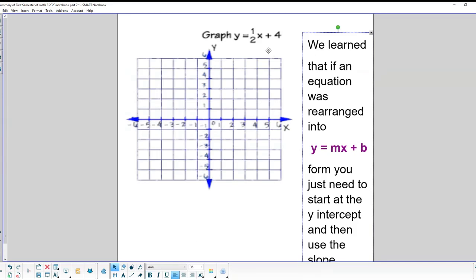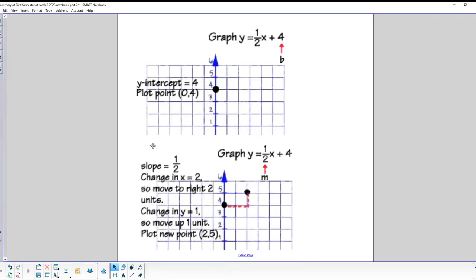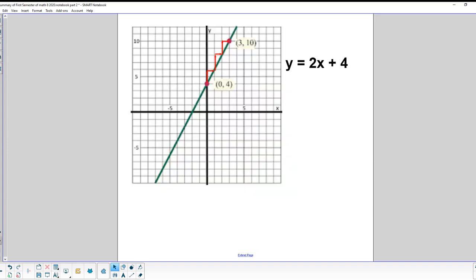Okay, so we learned that if an equation was rearranged into y equals mx plus b form, you just need to start at the y-intercept and then use the slope. So on this one, you would start at 4. You'd go up to 4 on the y-axis, and then the slope says to go over 2 and up 1, or you can go up 1 and over 2, whatever makes the most sense to you. And then you got your second point, and then you can just sketch a line through all of those points, and you've got your graph.